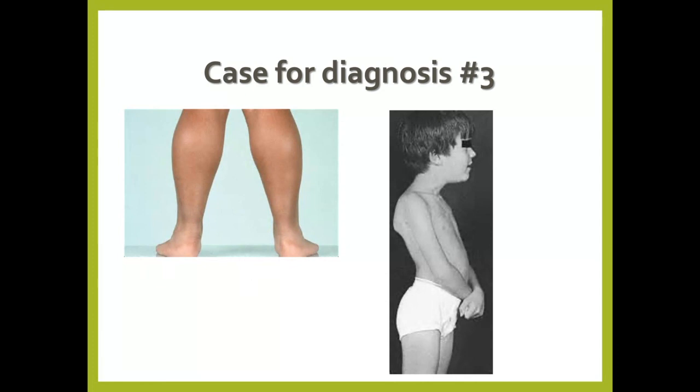All right, Doc. Let me give it a try. So on the left, there's an image of a young male. On the left, there appears to be increased bulk of the calf muscles. On the right, there's some abnormality with respect to the spine.